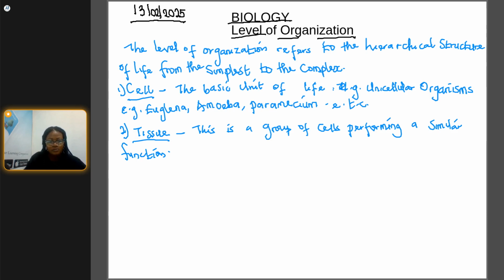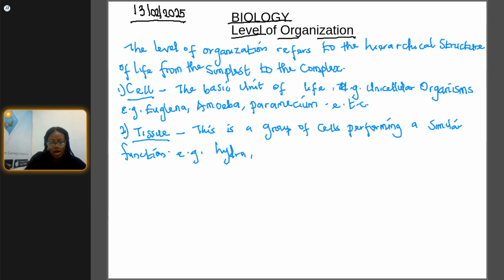A group of cells performing a similar function. Also, it's not compulsory that it is an organism. There are some like muscle. Your muscle is a tissue, a group of cells. You have the muscle, it's a tissue. Okay, so you also have the jellyfish, you have the hydra, they all belong to the group of tissue.